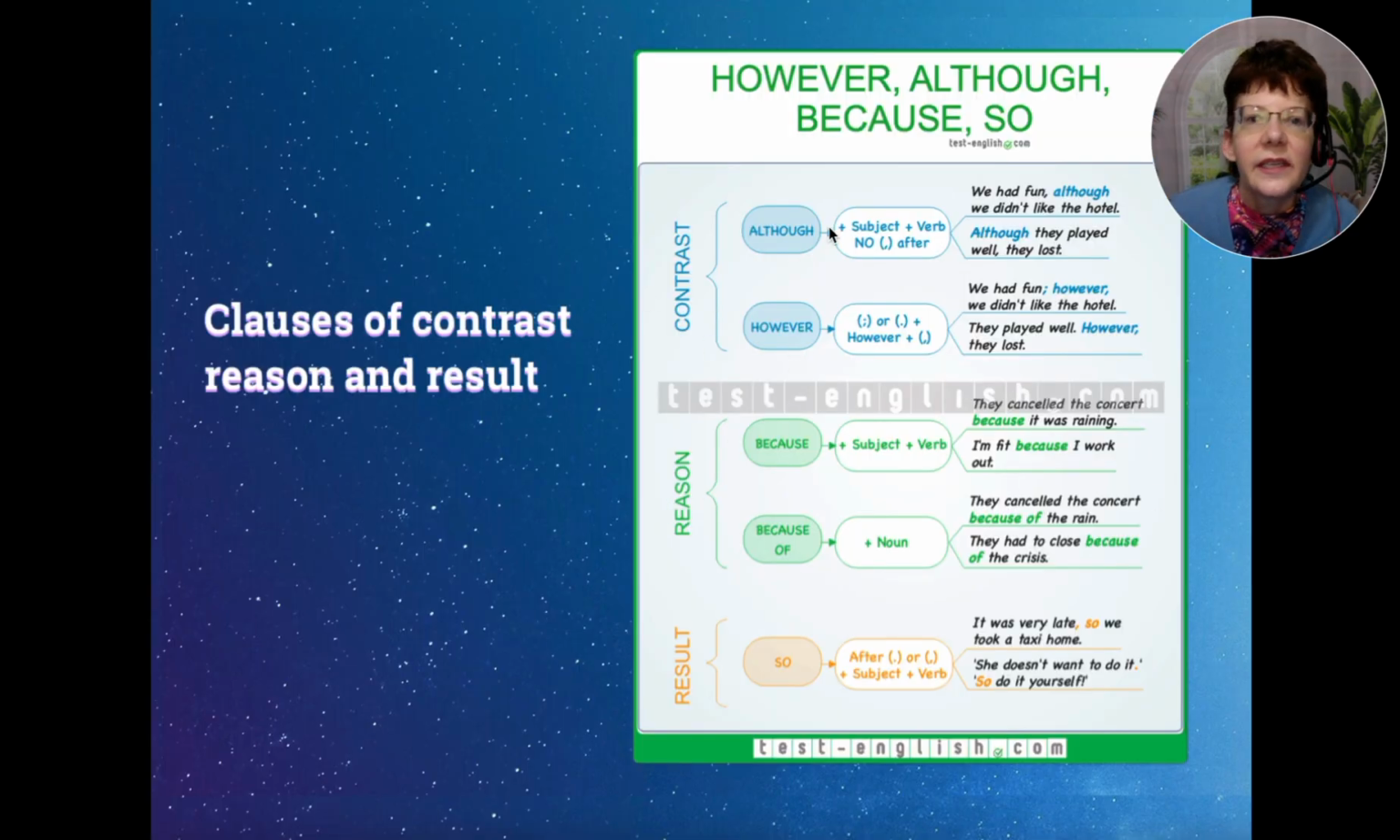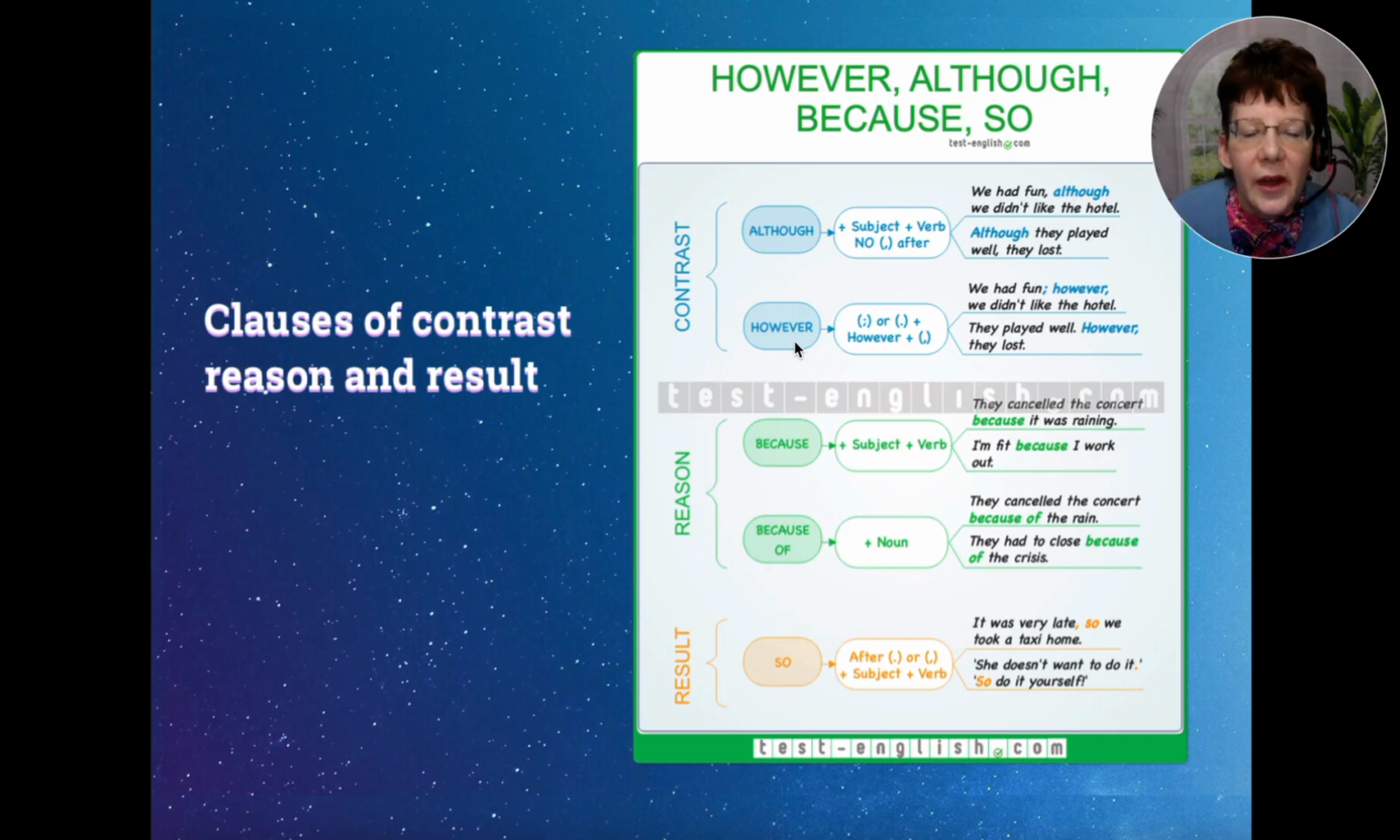Okay, we'll look briefly at this chart, this table. Examples of these clauses are however, although, because, and so. For contrast, for example, we have although. We can use that plus the subject plus a verb. We don't use a comma after this. An example is: we had fun, although we didn't like the hotel. So this expresses two different thoughts.